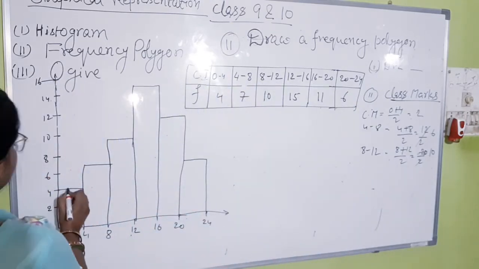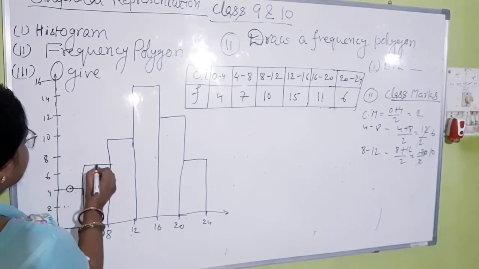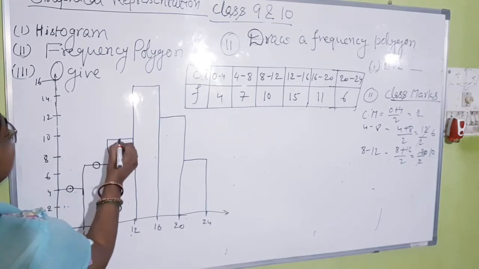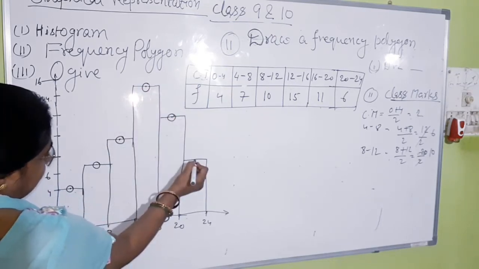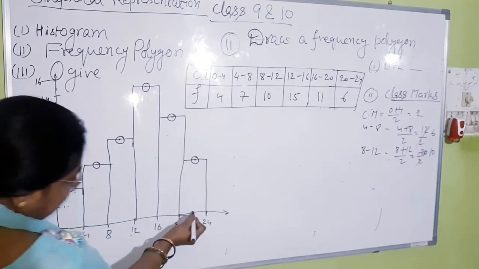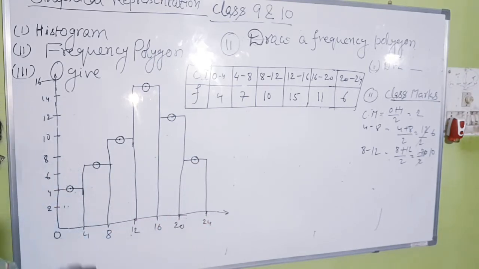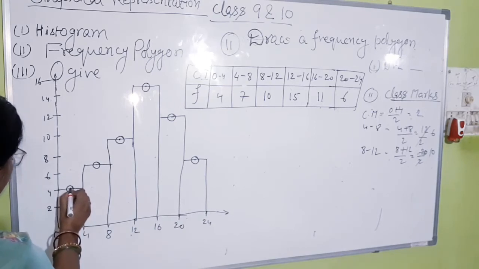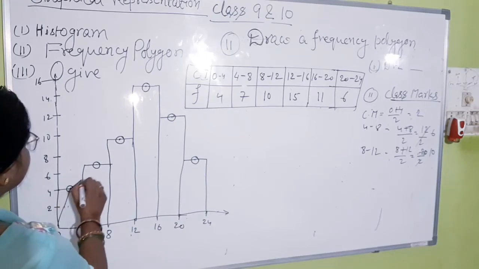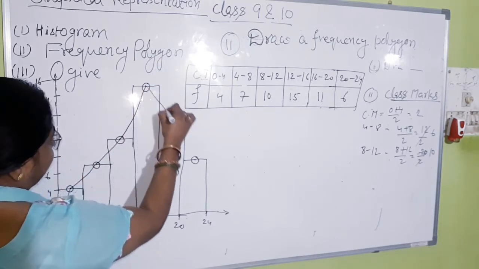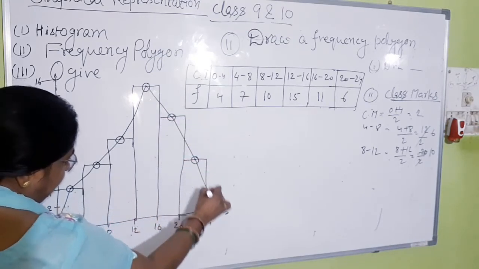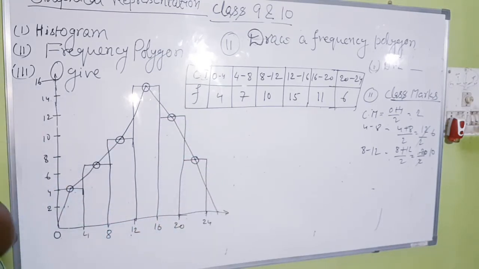And in graph paper we use the same thing. First number is 2, put it at 2 and circle it. And again the second middle point, put a circle. There also put a circle, and here also put a circle in this way. At the same interval, we will take this side also. Then join all the points. This is the polygon. Join all the points with your free hand. This is the frequency polygon. In this way, we can draw the frequency polygon.